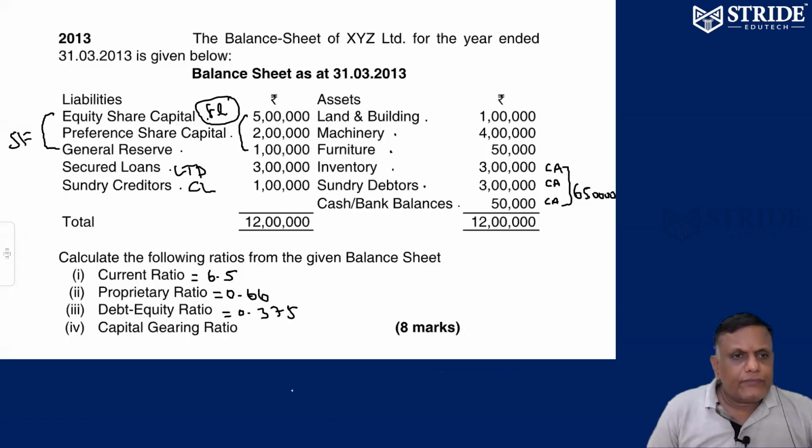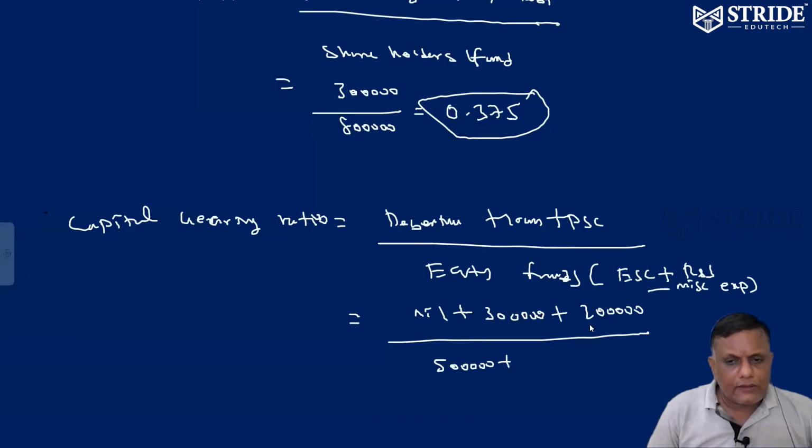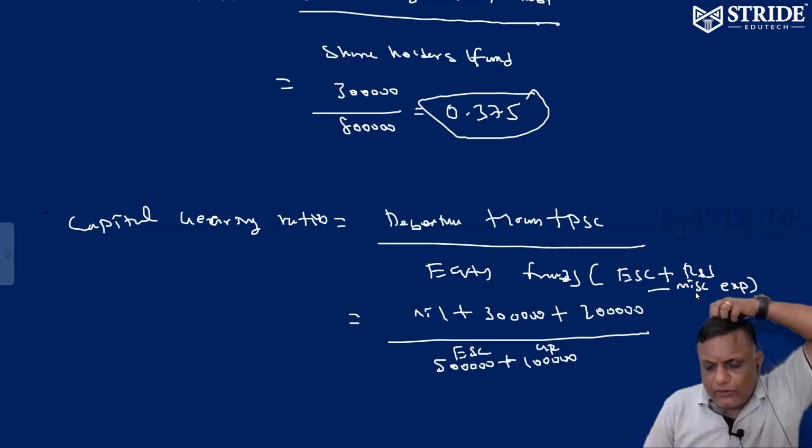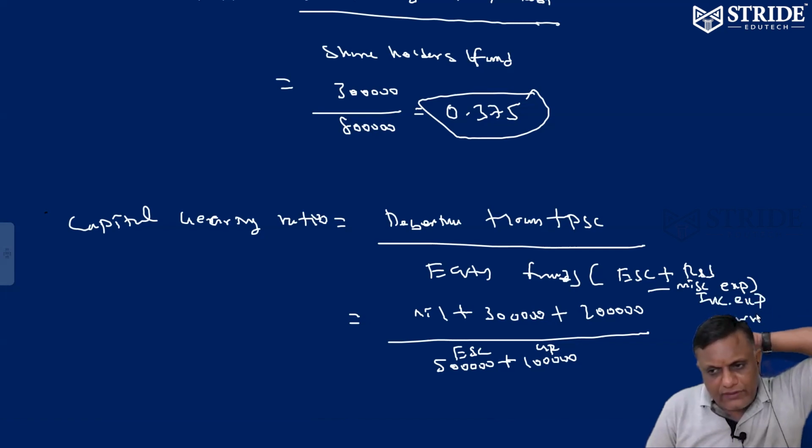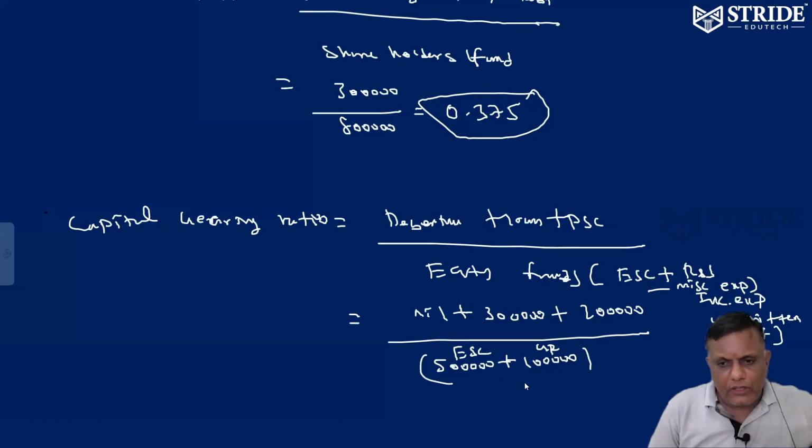What is R&S? Reserve surplus? That is general reserve, 1 lakh. This is equity share capital. This is general reserve. There is no incorporation expense unwritten off, which means any incorporation expense unwritten off you have to subtract. That's it. Denominator.